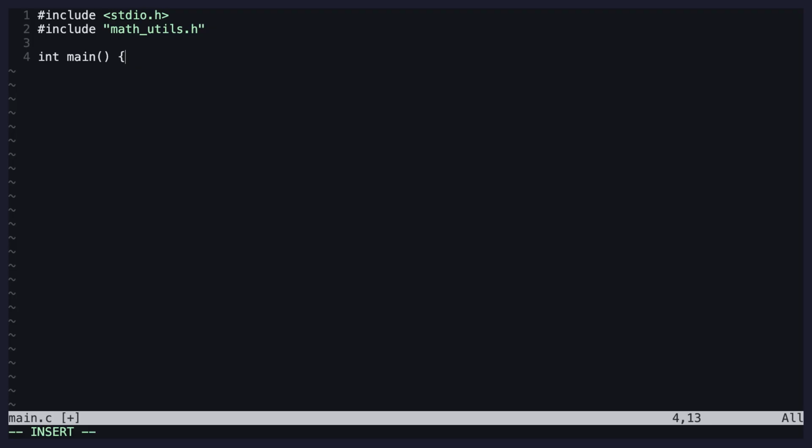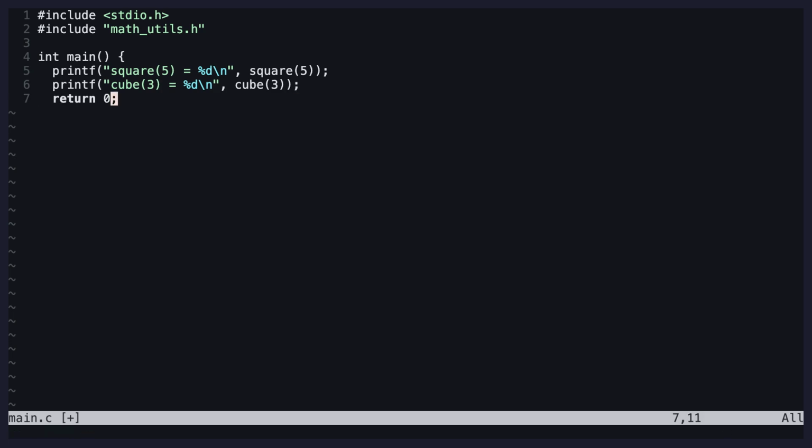Compile both C files together. The linker connects main's calls to the implementations. Square of 5 is 25. Cube of 3 is 27.